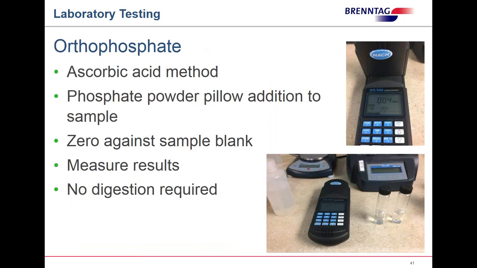Next. So the test I use is called the ascorbic acid test. This is also called the Phosphorus 3 test. The treated wastewater is placed in 2 vials. Then you add a Phosphorus 3 phosphate powder pillow to one vial and swirl to dissolve the powder. If you have phosphate present, a blue color will develop. Then set a timer for 2 minutes for the reaction to take place. The colorimeter is zeroed against the blank sample, and then the prepared sample is measured.